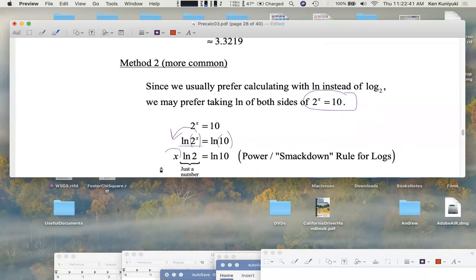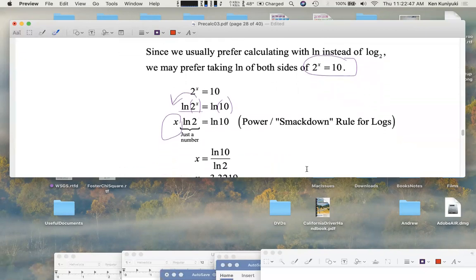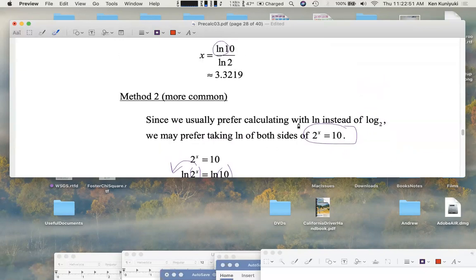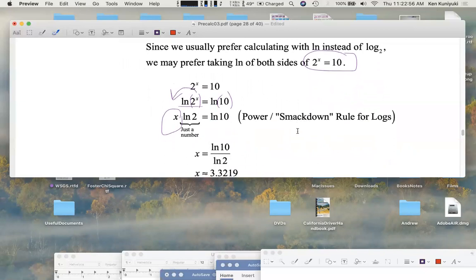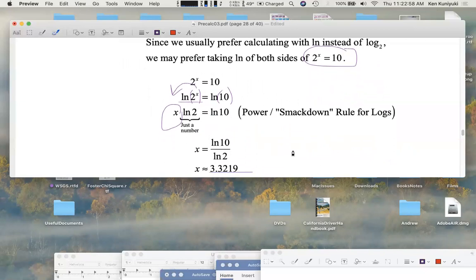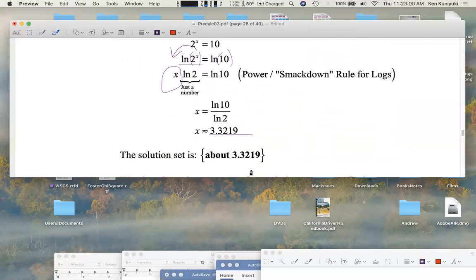Well, we have x times a number equals ln of 10. How do we solve for x alone? We divide by ln of 2 on both sides. x equals ln of 10 over ln of 2. That should look familiar. That's the same expression we got over here. And of course, it rounds off to the same number, 3.3219. And technically, we write that in solution set form. Remember that when you solve an equation, your answer is technically a solution set. It could be the empty set, or all real numbers.